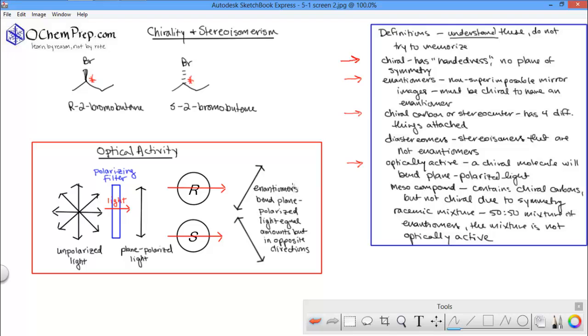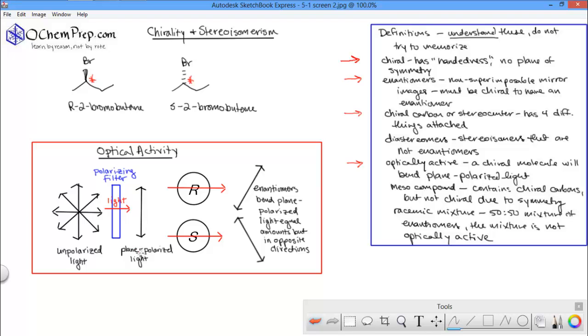Now, this red box sort of diagrams what happens to light as it passes through a polarizing filter. So unpolarized light has all sorts of different directions to go. When it goes through the polarizing filter, it always goes in one direction.